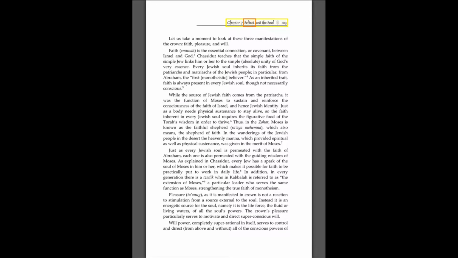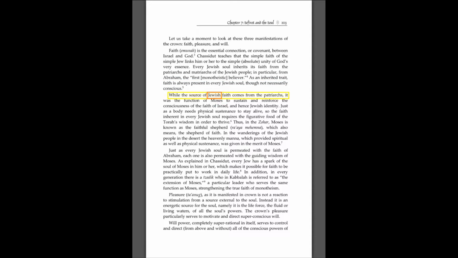Chapter 7, Sefirot and the Soul. 103. Let us take a moment to look at these 3 manifestations of the crown: faith, pleasure, and will. Faith, emuna, is the essential connection, or covenant, between Israel and God. Chassidut teaches that the simple faith of the simple Jew links him or her to the simple, absolute unity of God's very essence. Every Jewish soul inherits its faith from the patriarchs and matriarchs of the Jewish people, in particular from Abraham, the first monotheistic believer. For as an inherited trait, faith is always present in every Jewish soul, though not necessarily conscious.